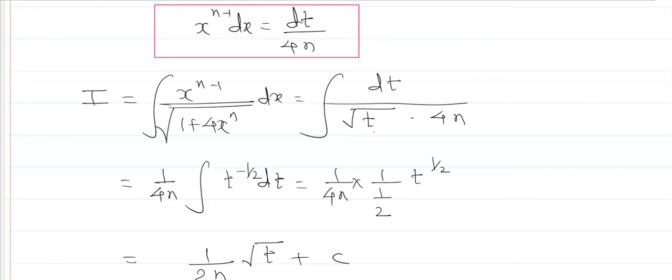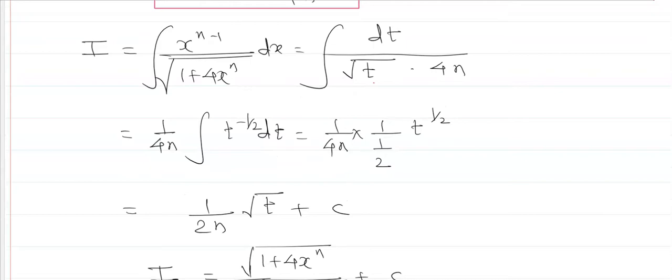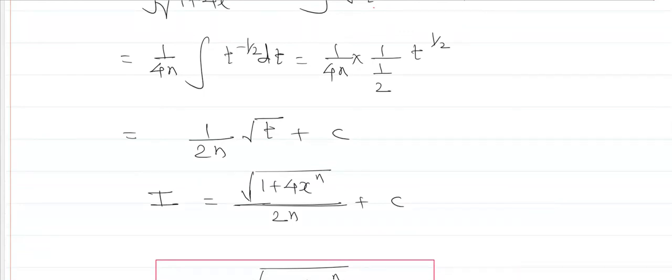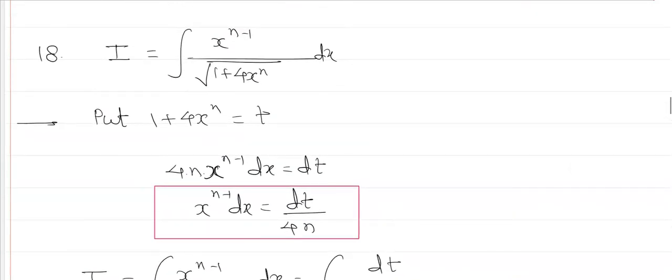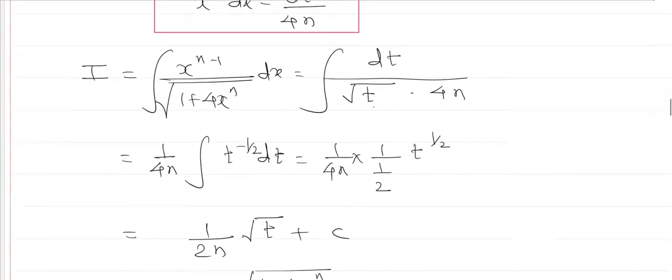For t raised to minus 1 upon 2, we add plus 1, that's t raised to 1 upon 2 whole divided by 1 upon 2. Again it's multiplied by the reciprocal, or we can simplify it here, that is 2 and here is a 4, it represents 1 upon 2n, here is root t plus c. Again what is the value of t? Root of 1 plus 4x raised to n upon 2n plus c. And this is the final answer. We get here the final answer.